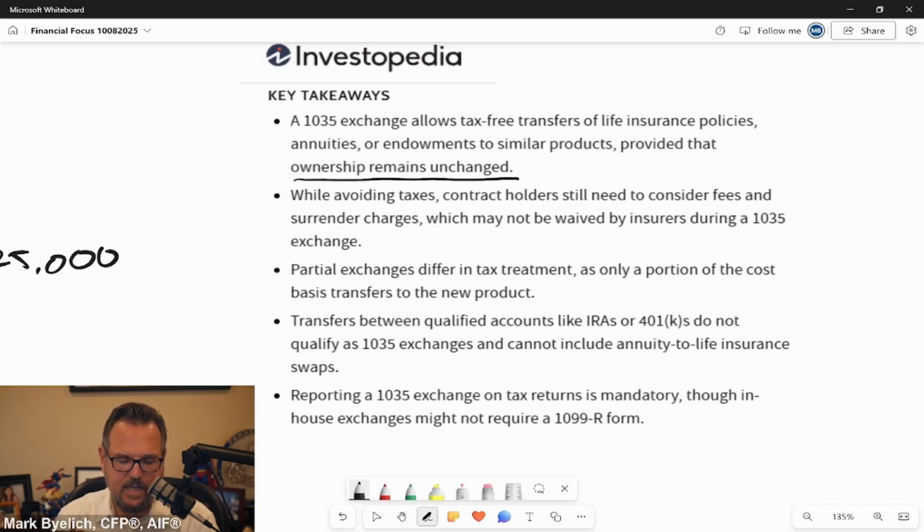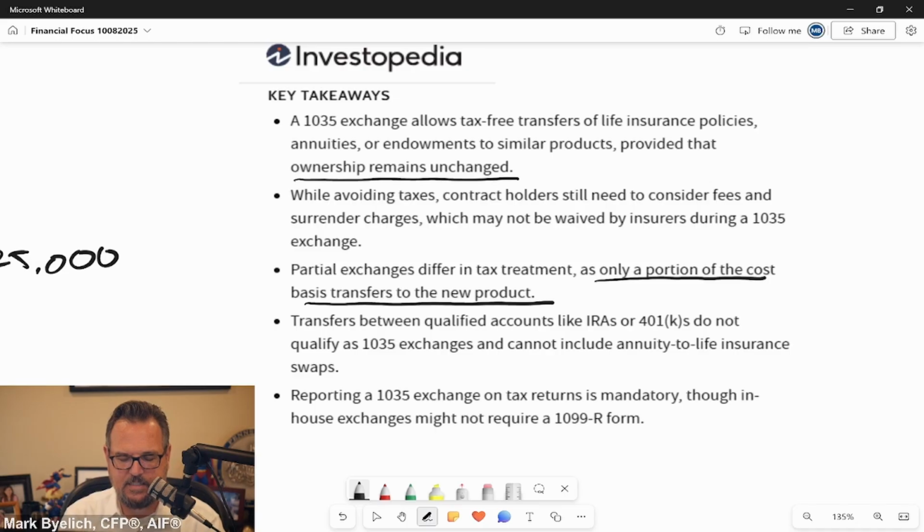While avoiding taxes, contract holders still need to consider fees and surrender charges. We talked about that, which may not be waived by insurers during a 1035 exchange. Partial exchanges differ in tax payment, as only a portion of the cost basis transfers to the new product. So there's no cost basis when you're talking about IRA accounts and annuities, typically, unless there are some after-tax contributions in there. But when you're talking about non-qualified, non-IRA annuities and life insurance, there is a cost basis, so you've got to pay attention to see how that basis transfers.